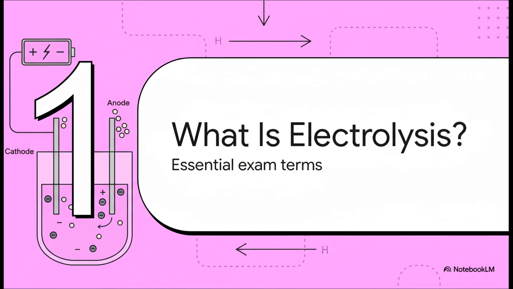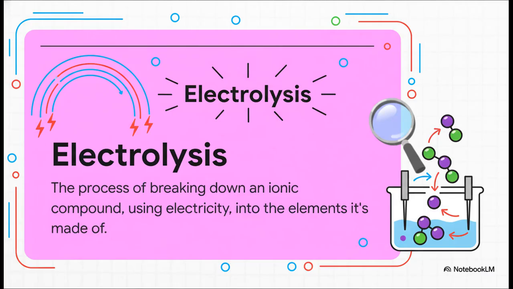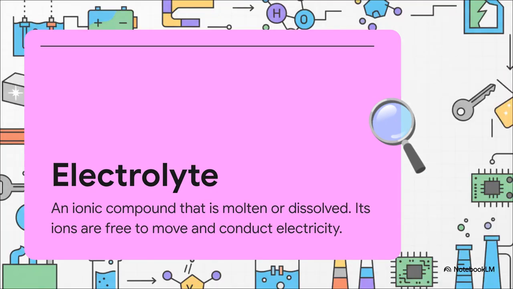Part 1. What is electrolysis? Seriously, getting the language right here is the foundation for everything else, so let's lock in these key terms. At its heart, electrolysis is basically a decomposition reaction, and the name itself is a massive clue. Electro for electricity, and lysis, which is just Greek for to split. So we are literally using electricity to split a compound into the elements it's made from. Simple as that. Now, for this to work, the electricity needs something to actually flow through, and that's our electrolyte.